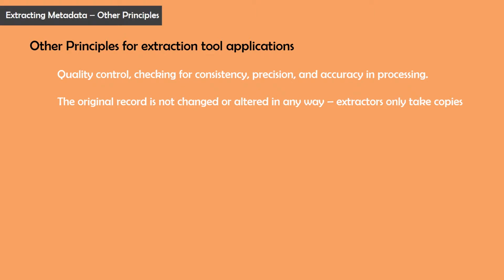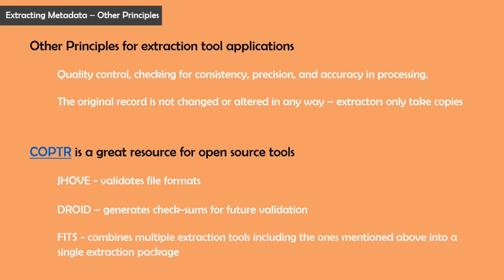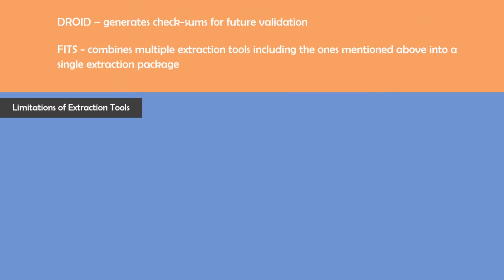There are many open source metadata extraction tools available, with COPTR being an excellent online resource to find them. Other extraction tools of note are JHOVE to validate file formats. This means that it will check the integrity of the file format by comparing it against a perfect, complete example for any damage or bit loss that may have occurred. DROID, which can generate a checksum, basically a unique string of numbers and letters that can be used to check the integrity of the file in the future. And FITS, which combines multiple extraction tools, including the ones mentioned above, into a single extraction package.